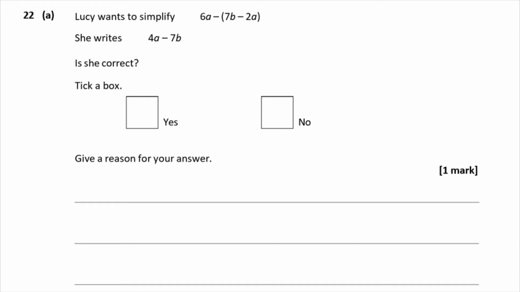Now, BIDMAS would say do brackets first, but you can't actually subtract a's from b's, so you can't simplify what's inside that bracket any more than it already is. So we're going to have to be a little bit more clever about it. What you've actually got here is 6a minus 1 lot of 7b minus 2a, haven't you? So taking -1 and timesing it by these 2 numbers to remove the bracket, I should get 6a minus 7b plus 2a.